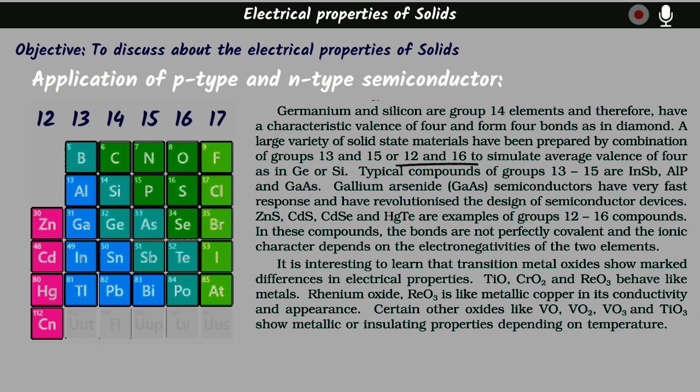Some examples of these compounds obtained from groups 13 and 15 are indium antimonide, aluminium phosphide, and gallium arsenide. And gallium arsenide can exhibit very fast responsive characteristics, and because of this it can be used in different types of electronic devices like solar cells, etc., okay. And the examples of compounds obtained from groups 12 and 16 are zinc sulfide, cadmium sulfide, cadmium selenide, and mercury telluride, okay.